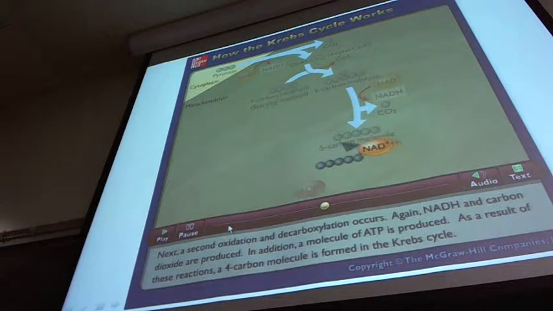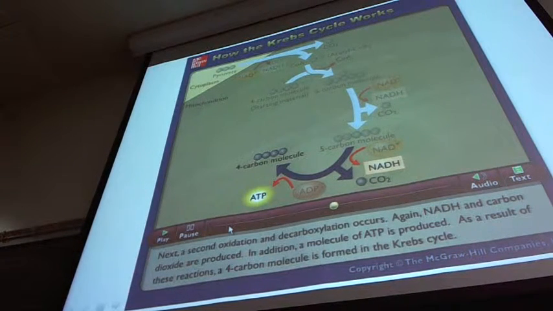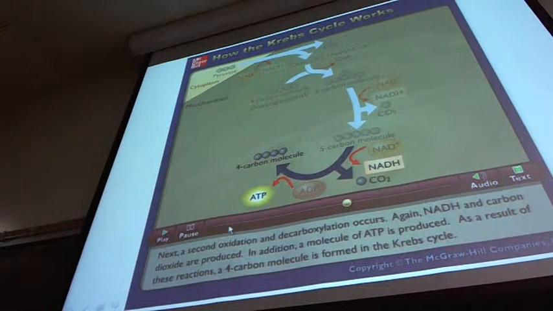Next, a second oxidation and decarboxylation occurs. Again, NADH and carbon dioxide are produced. In addition, a molecule of ATP is produced. As a result of these reactions, a 4-carbon molecule is formed in the Krebs cycle.